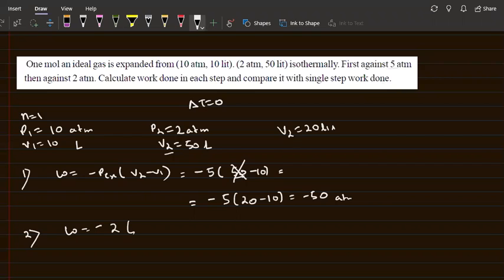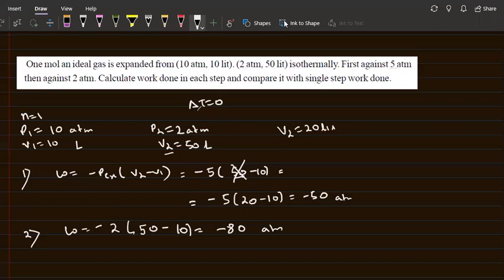Now 2 is your final pressure, and at final pressure it is 20. So I can say that 50 minus, initially, if I'm talking about initially, this 10, so we will get minus 80 atm meter.